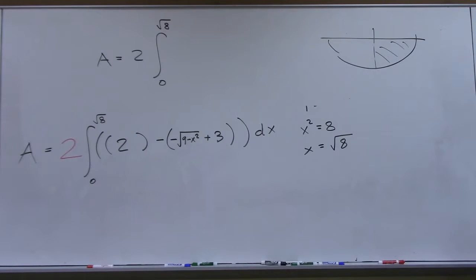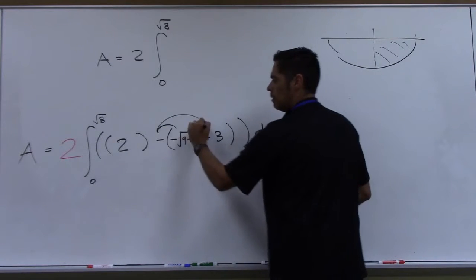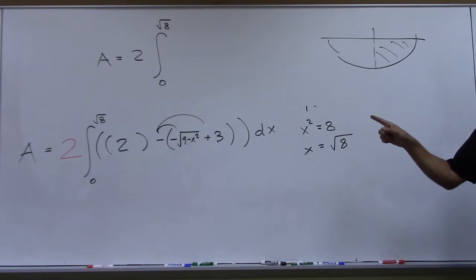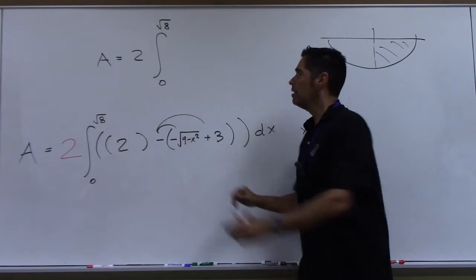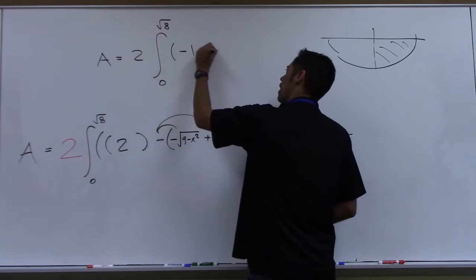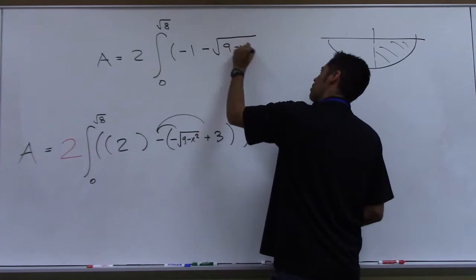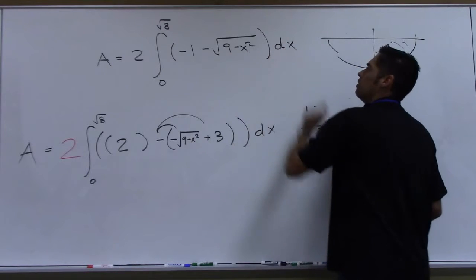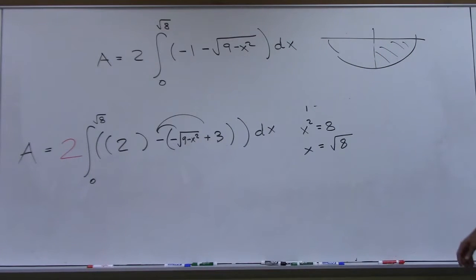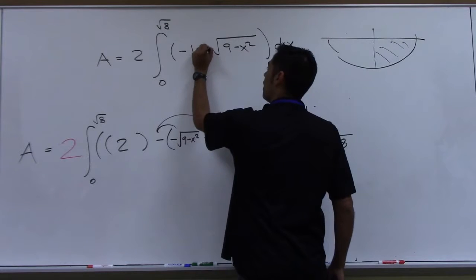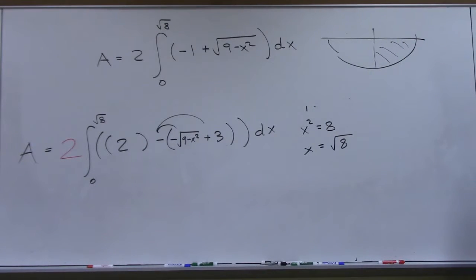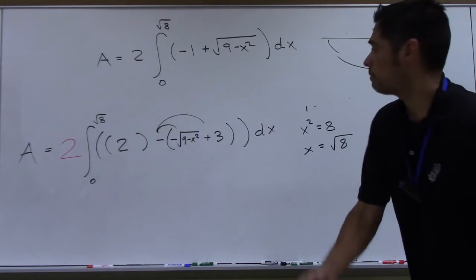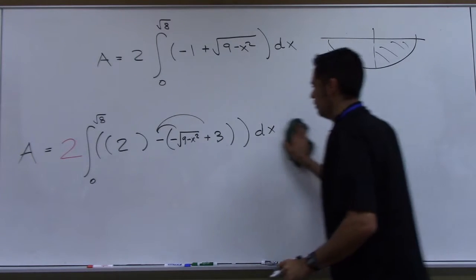What number goes in there? Like I can distribute this, right? So 2 take away 3, negative 1, right? So I have negative 1 in here, and then minus root of 9 minus x squared dx. Plus, yes. I don't know why I did that. That good? Can we integrate that? I hope so.